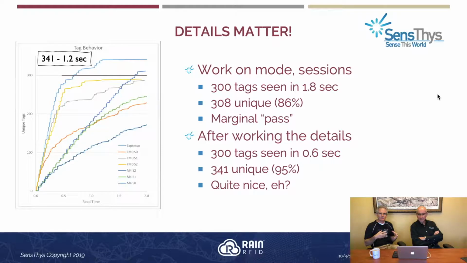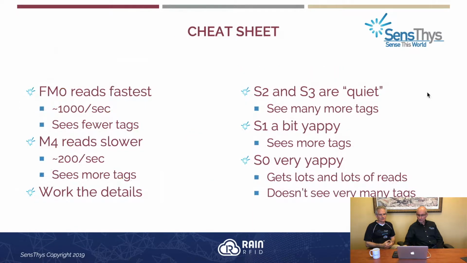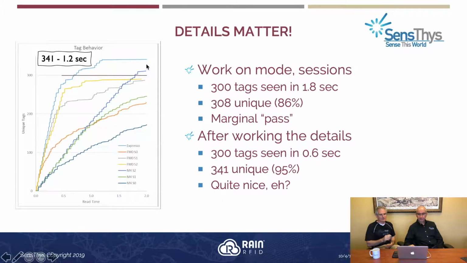So what you see in the premium readers is that these guys really have sweated a lot of the details. And this is kind of what happens when you work the details. All of these results are basically the same. They are the same reader. But you can see as you start to really manipulate things and get it dialed in, instead of 300 tags, you're seeing 341. And instead of seeing it in 2 seconds, you get to 341 tags in, I don't know what this is, 1.2 seconds or something like that.